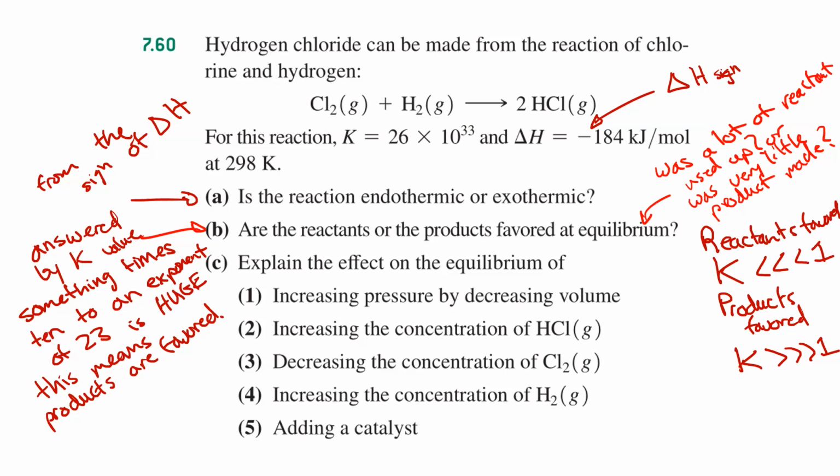Now, explain the effect on the equilibrium of the following. Before I get there, you guys okay with A and B? Because to explain C, we're going to talk about one more concept, but I want to make sure that A and B are okay. Do you feel comfortable with A and B? Or are there any questions you have about A and B?